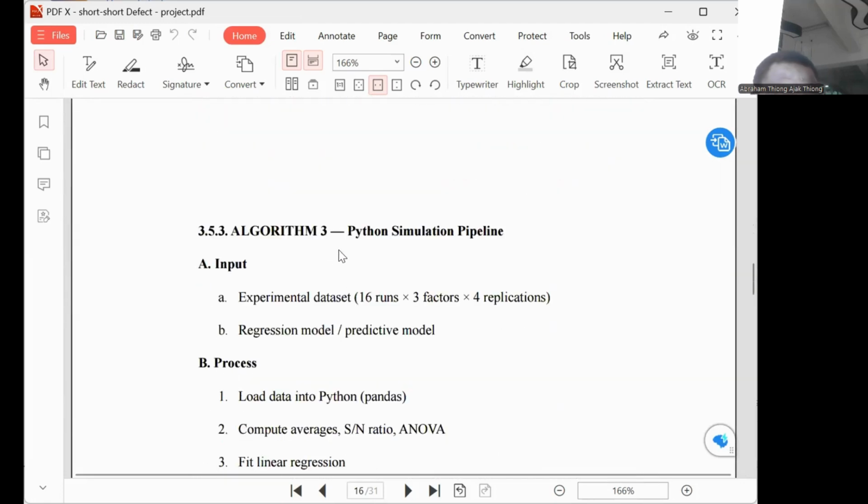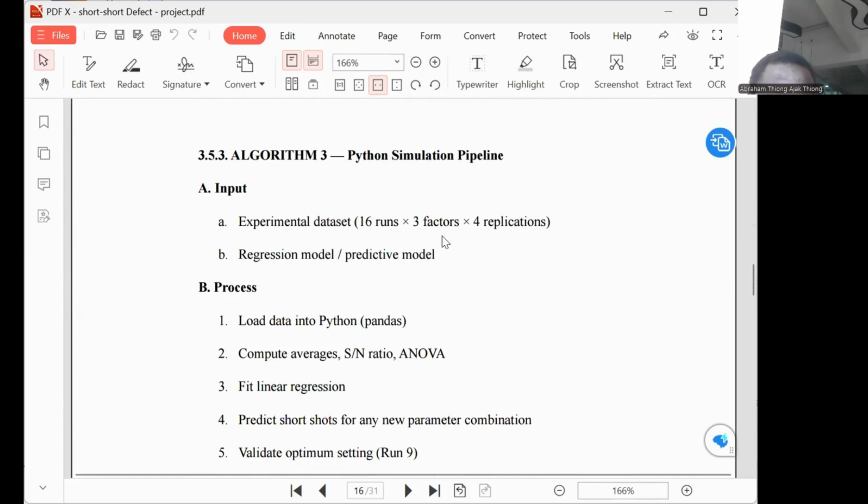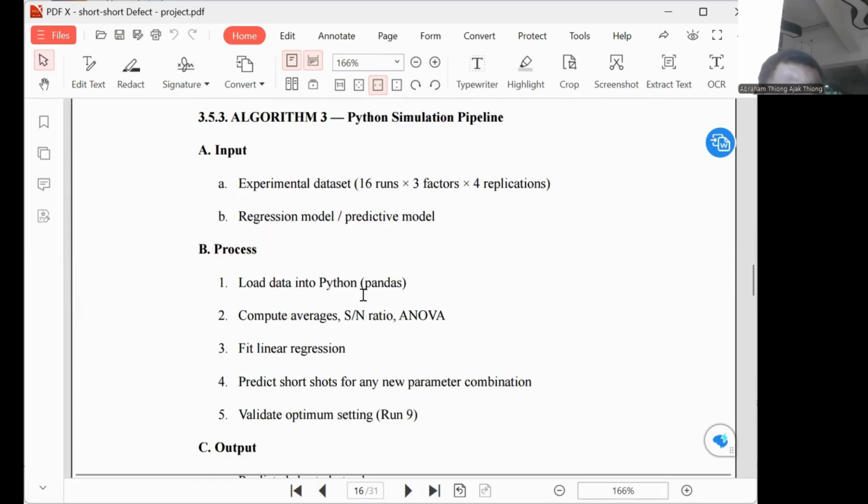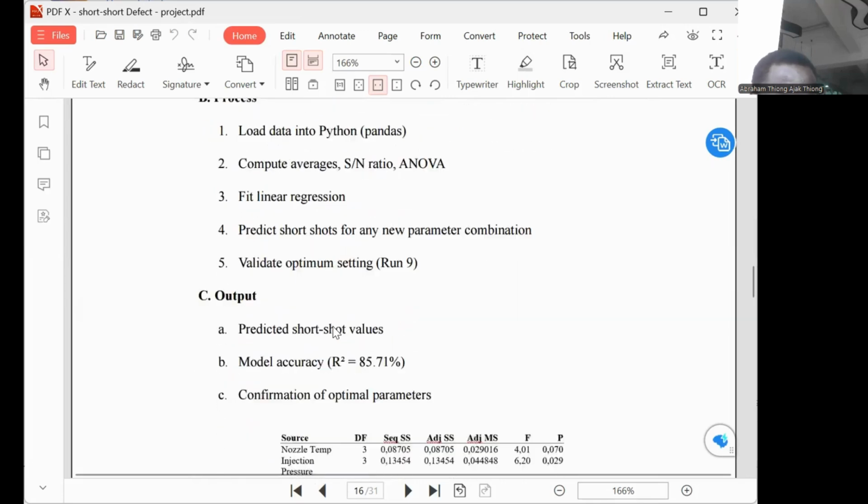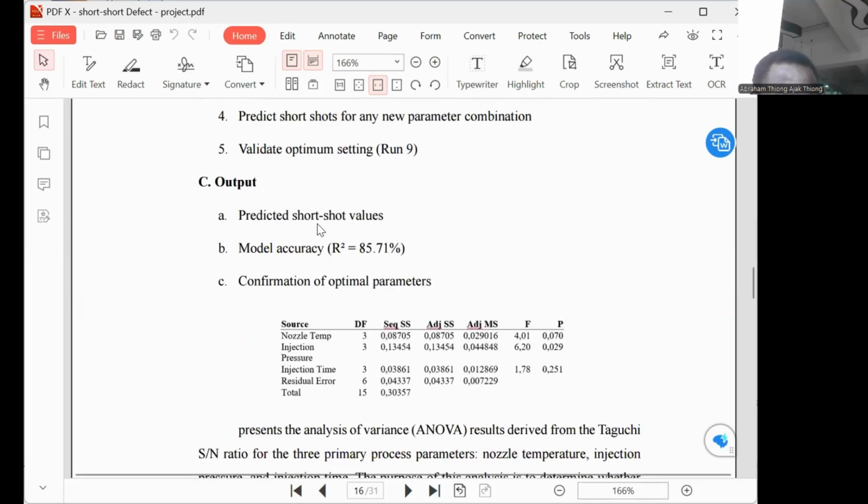The third algorithm is a Python simulation, or Python pipeline. The experimental database has 16 runs, 3 factors by 4 replications. After you run it, you model the regression model, or predictive model. After that, you load the data into Python pandas, then you compute the average. And this is what you got when you model it.